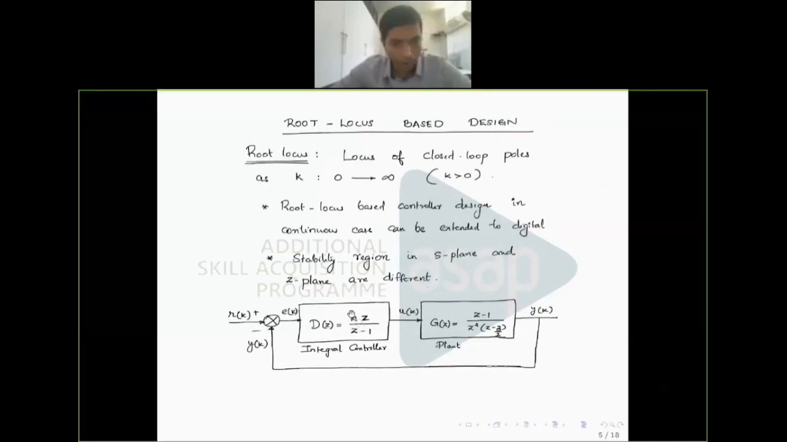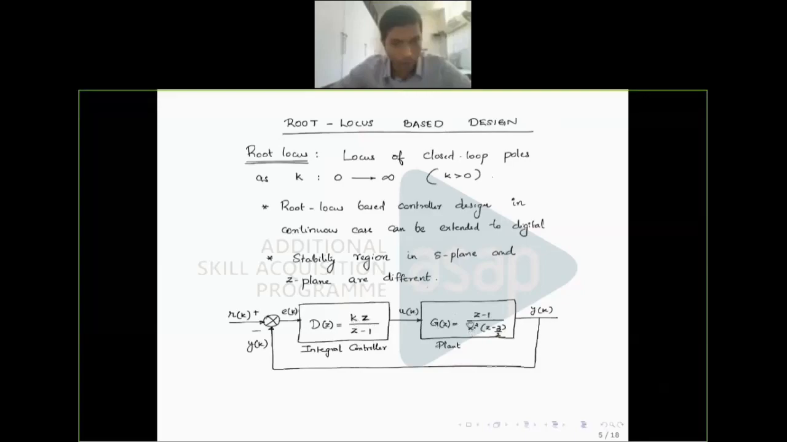So what you can do is you can separate out this A from this controller block, and you can include the rest of the thing along with the plant. If you include the rest of the part, being z by z minus 1, to the plant, you can see that z minus 1 and z minus 1 get cancelled out. One z in this controller gets cancelled out with one z in the plant.